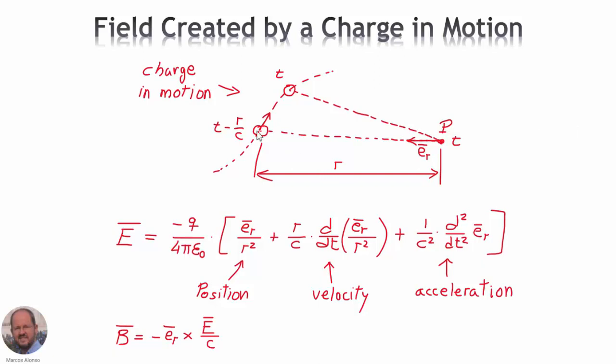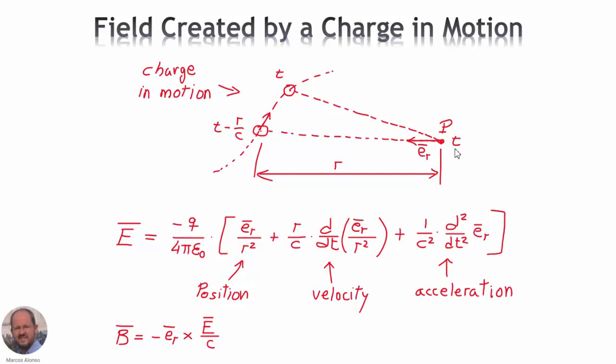We have here our particle that is going to move along a given trajectory, any general movement, and we want to calculate the electric and magnetic fields that we are going to have at a given point P here and at a given instant t.